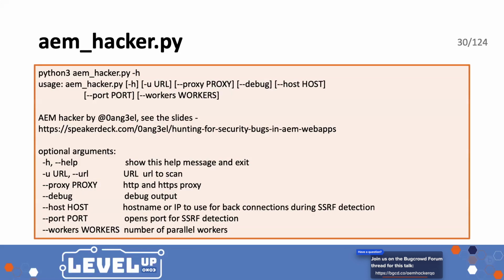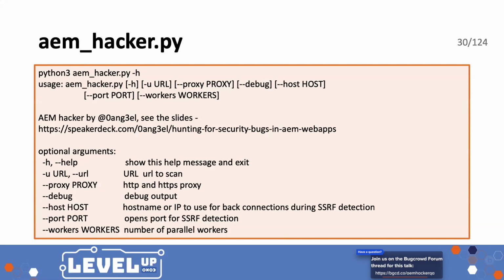Here is the help message for the tool. It supports multiple workers, threads, and the ability to specify a proxy for all requests. With the host parameter, you specify the IP address or host name of your VPS. This is required for SSRF detection.